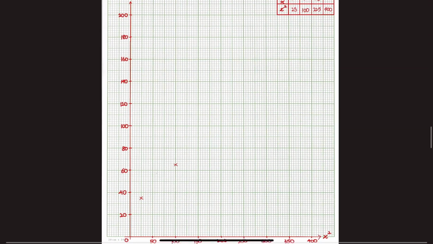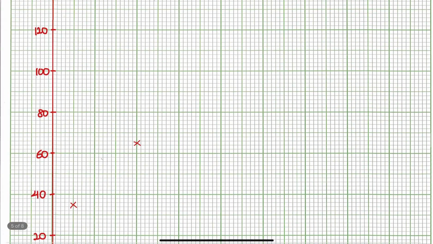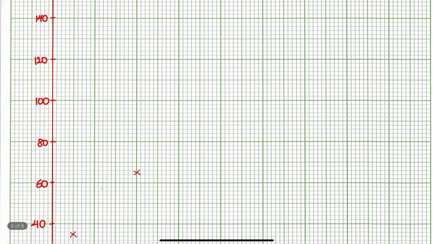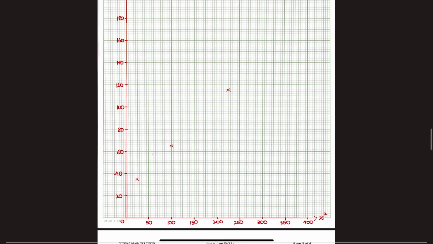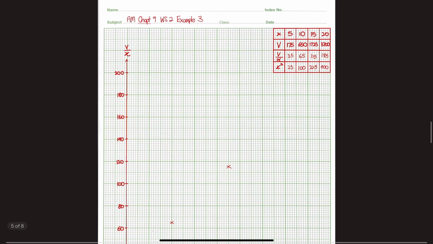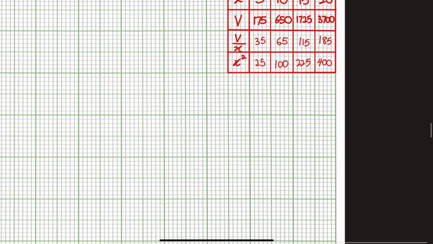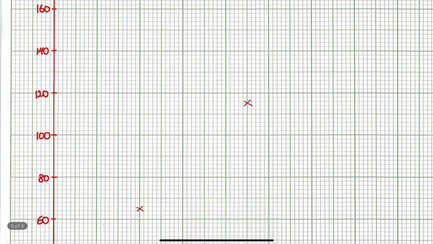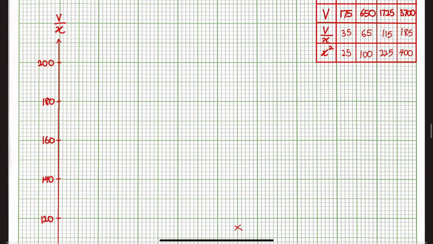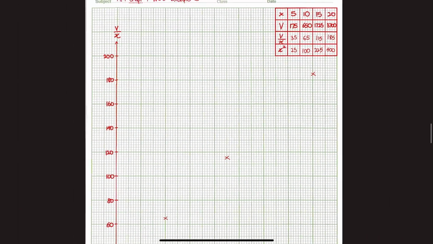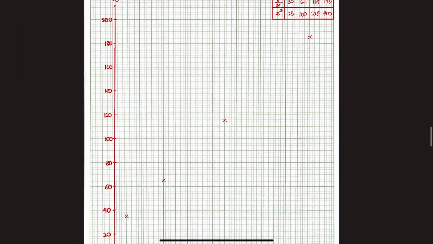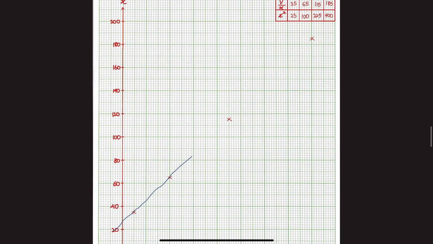225, I get 115 here. And 400, I get 185, so I get 185 about here. Okay, so therefore if I were to draw my straight line now, I should get a line that looks something like this. Let me see.